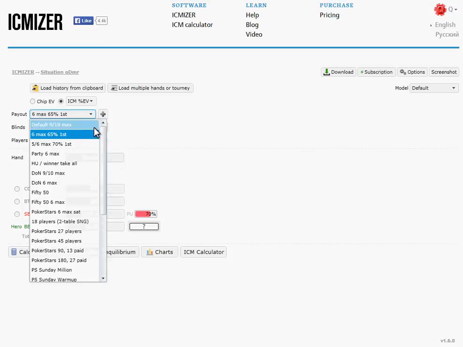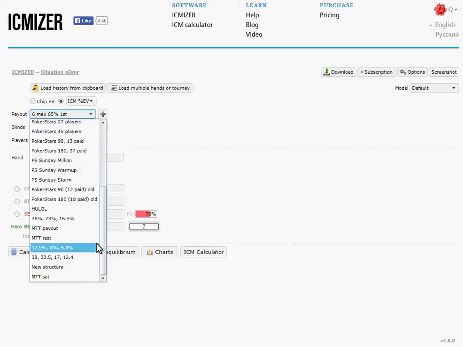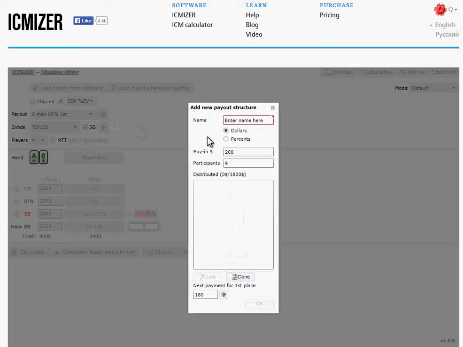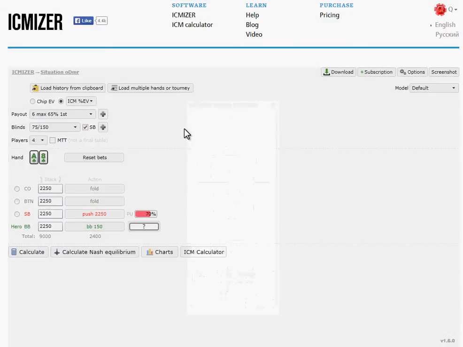Please note that ICMIZER has a wide range of default payout structures, but if you can't find yours in the list, that's okay, because you can create a new one, and that's pretty easy. So ICMIZER will help you in any tournament, even if the tournament is not listed in the default payout list.